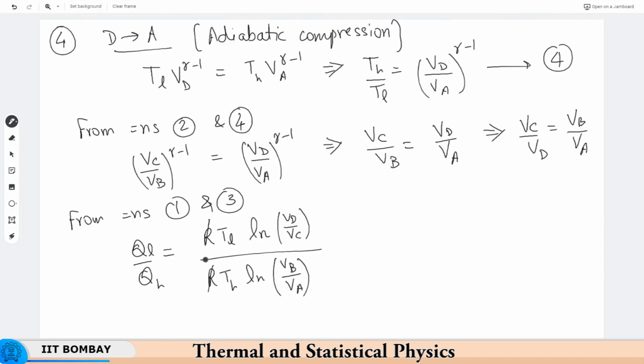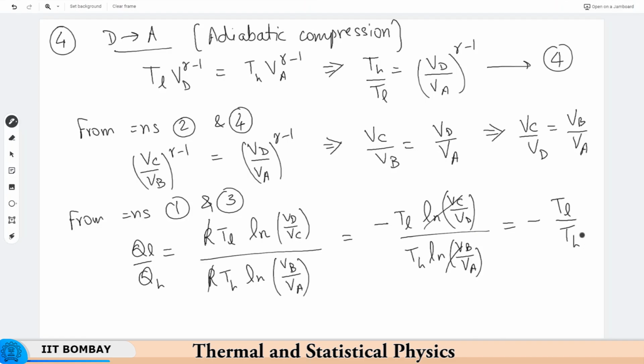Okay, and the R cancels out and we are left with TL times log Vd by Vc divided by TH log Vb by Va, right. But we can see Vc by Vd is equal to Vb by Va, right. So, what I can do is switch the numerator and denominator and write minus TL log of Vc by Vd divided by TH log of Vb by Va, and I know Vc by Vd equals Vb by Va. So, this cancels out and I am left with negative of TL by TH, right.